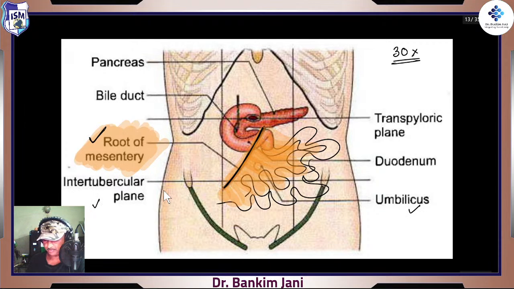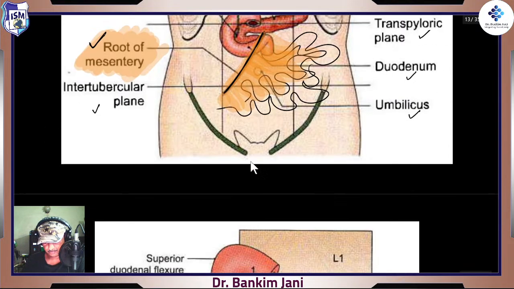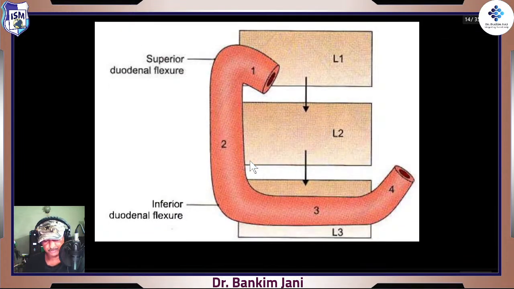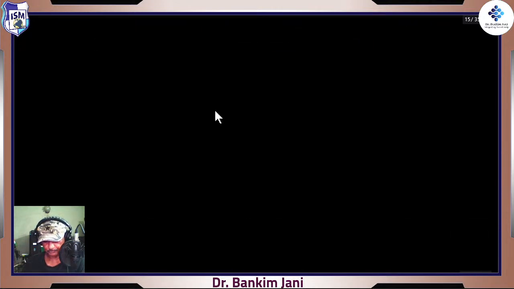Umbilicus, intertubercular plane, duodenum, transpyloric plane, bile duct, pancreas would come. So here it is. The first, second, third, and fourth part of duodenum. This is the superior duodenal flexure and inferior duodenal flexure. This is D1, D2, D3, D4, and as we said, that is ranging from L1 to L3.